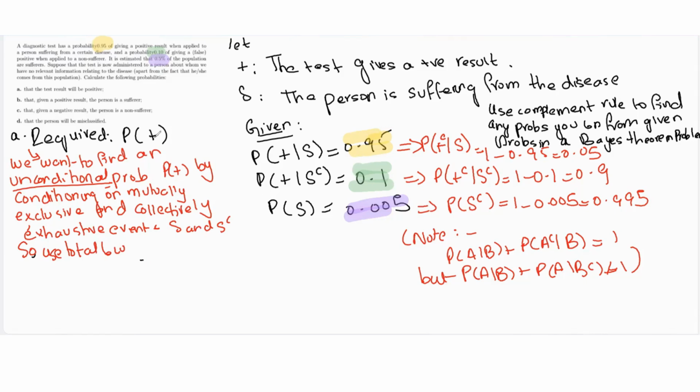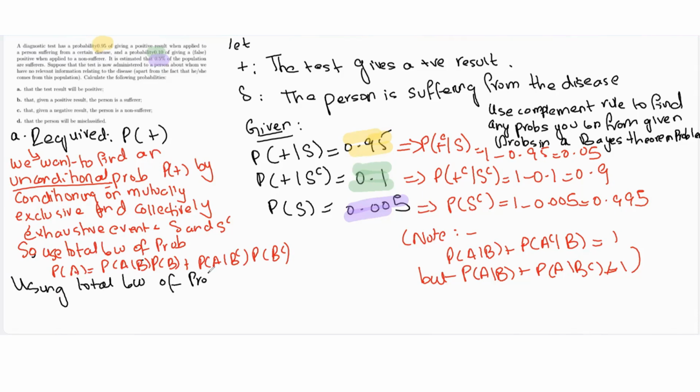In this case, the probability the test result is positive, by conditioning on mutually exclusive and collectively exhaustive events, those events are that he's a sufferer and he's not a sufferer. So use total law of probability. What is the total law of probability? Let's quickly recall. Probability of A is probability of A given B into probability of B, plus probability of A given B complement into probability of B complement, where B and B complement have to be mutually exclusive and collectively exhaustive.